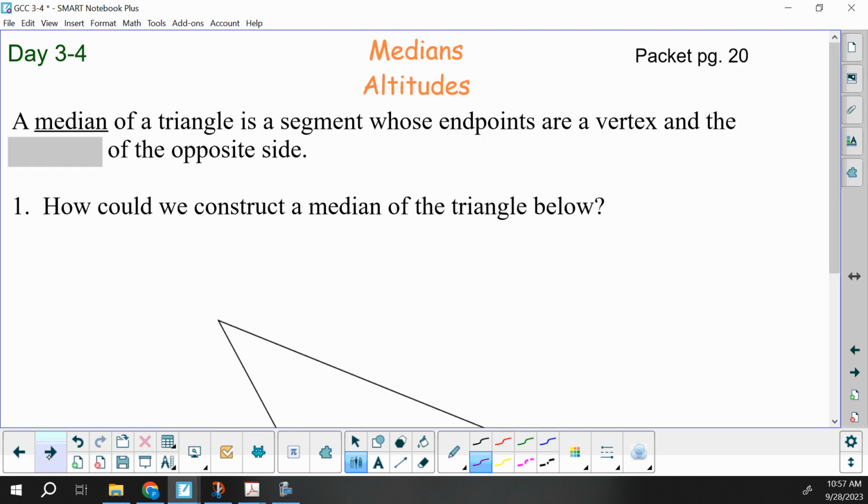Alrighty, we're going to be over on page 20 for our new material for today. We're going to look at medians in a triangle and altitudes in a triangle. Again, we will need our compass and straight edge, so please take those out.